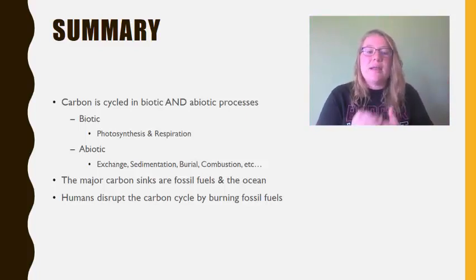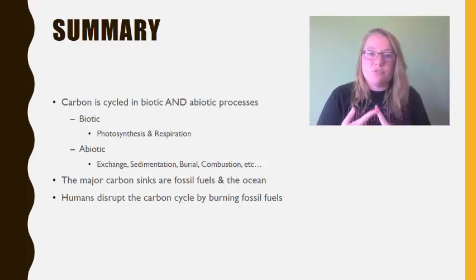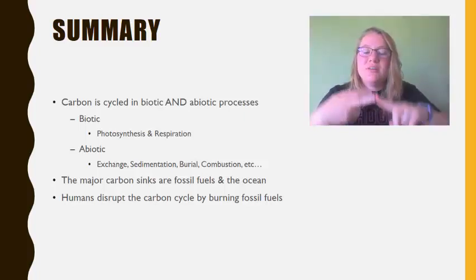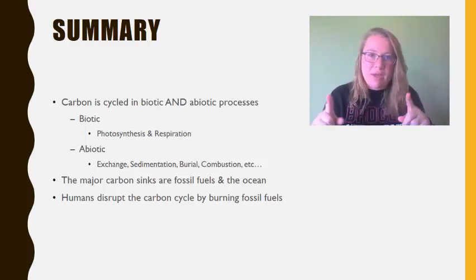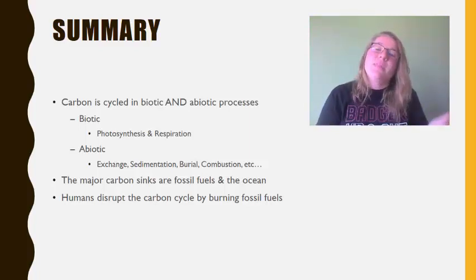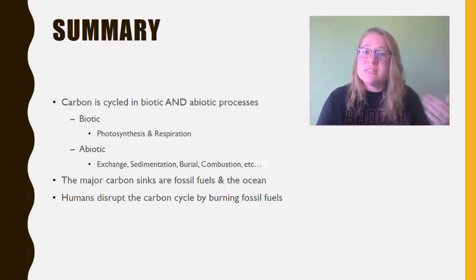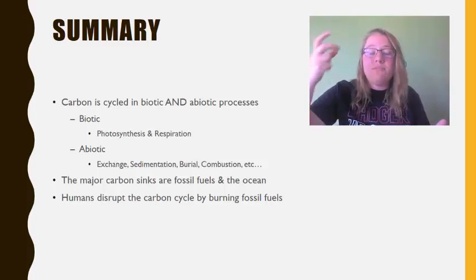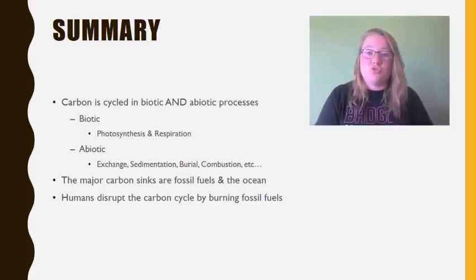Another key takeaway is that a major carbon sink or reservoir would be fossil fuels and the ocean. Students always forget that the ocean is a major reservoir, so I want you to make a note so you don't forget. And also, humans are disrupting this carbon cycle pretty significantly by burning fossil fuels faster than that carbon dioxide can be extracted from the atmosphere and stored in a new reservoir.